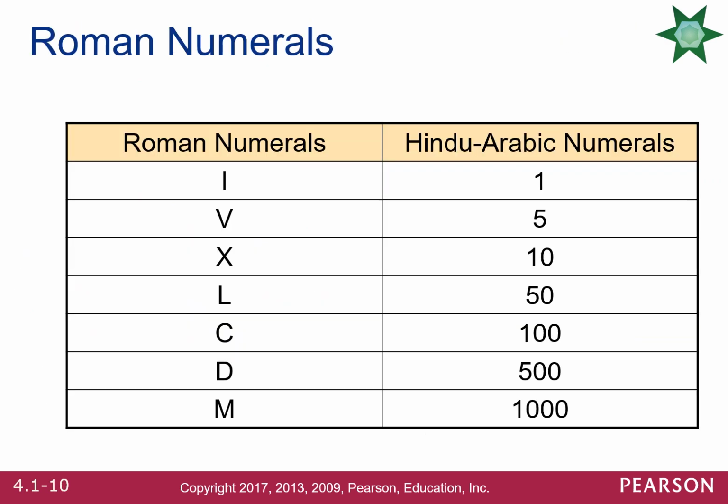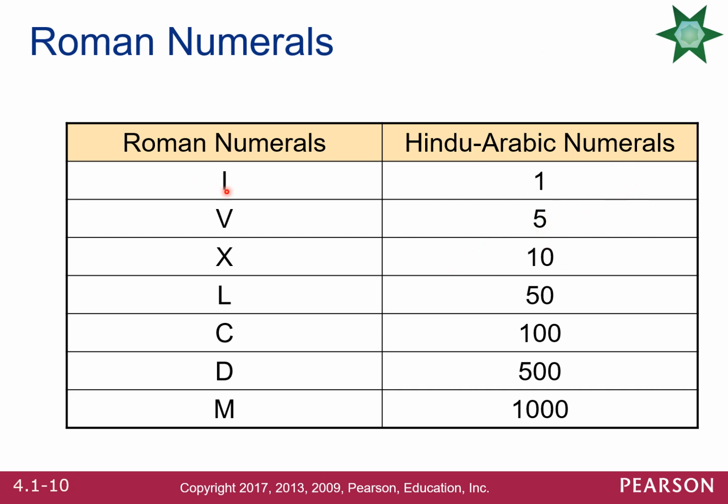Now we will talk about the Roman numerals. The Roman number system was developed and used by the ancient Roman civilization. And as we see over here, there are 7 numerals in the Roman system. And these are all letters of the alphabet. Starts with I, then V, X, L, C, D, and M. And their number values are given here on the right hand side in Hindu Arabic numerals.